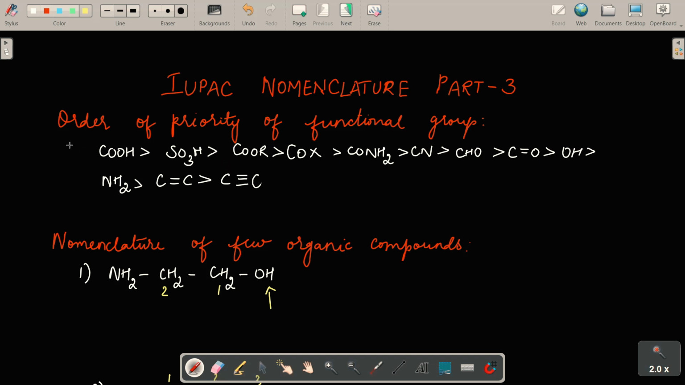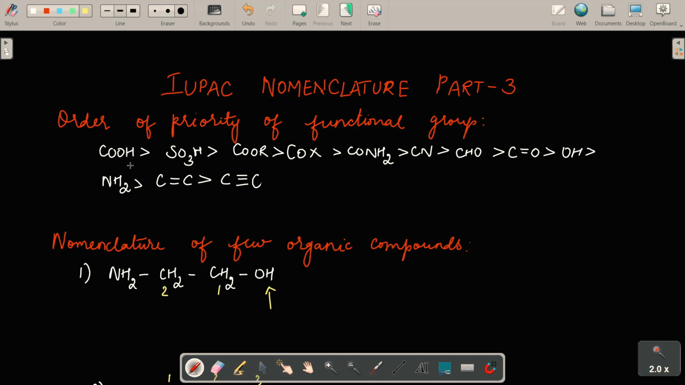So to learn that, first you need to know the order of priority of functional groups. In the order of priority list, first comes the carboxylic acid group, and then the sulfonic acid, ester, acyl halide, amide, cyano, aldehyde, ketone group, hydroxy, amine, and then the double bond and triple bond. When these functional groups come as a prefix, you should know how to write the name.